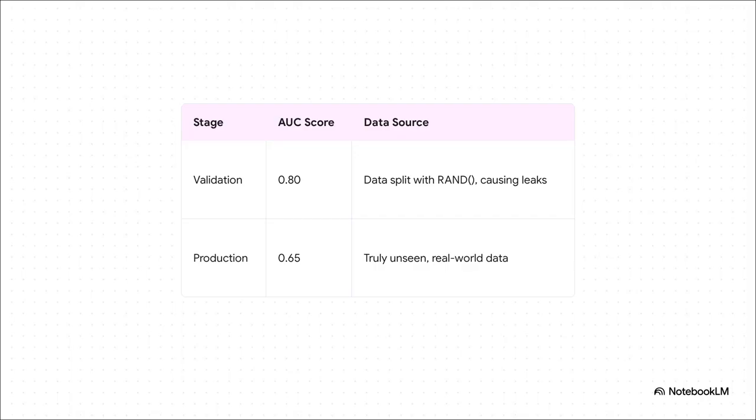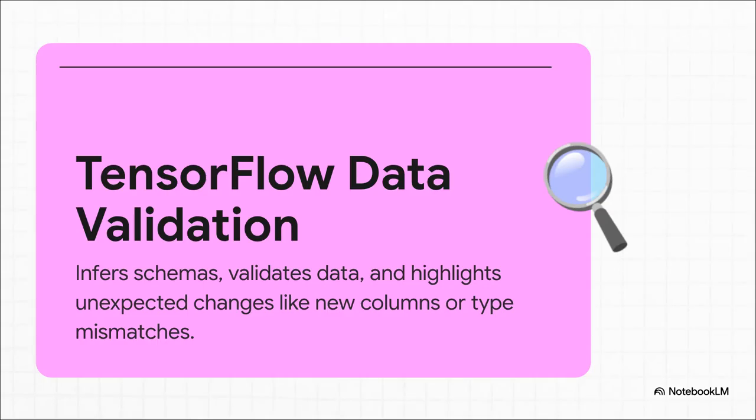And this right here is a textbook example of something called training serving skew. The problem? That simple, flawed RAND function used for splitting the data. It's like you gave a student the answer key to study for the final exam. Of course they're going to ace the practice test, but have they actually learned anything for the real exam when the answer key is gone? Nope, not a thing.